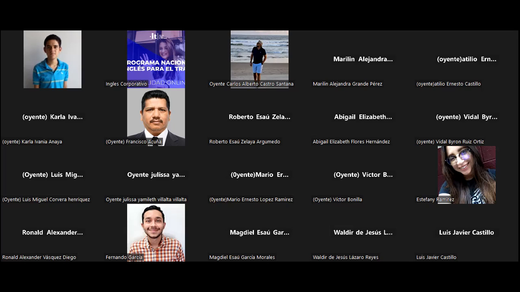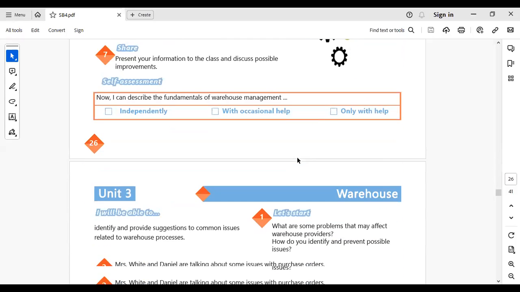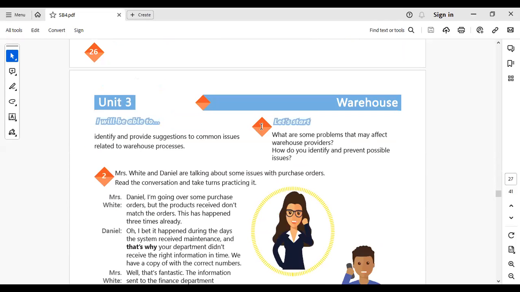All right, we're gonna move on to the next lesson. So here we have a lesson that starts with, obviously, the goal to identify and provide suggestions to common issues related to warehouse processes. And to start, they have a couple of questions.